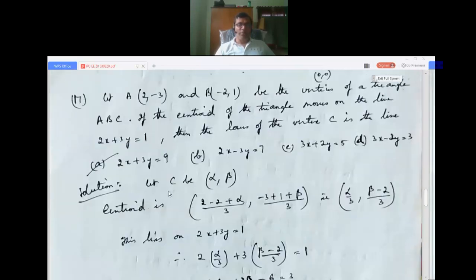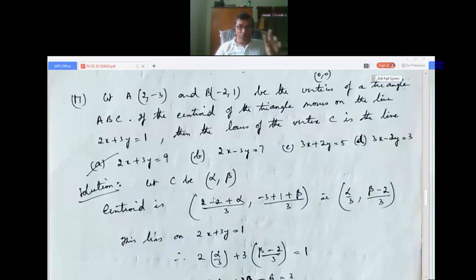If A(2, -3) and B(-2, 1) are the vertices of a triangle ABC, and the centroid of the triangle moves on the line 2x plus 3y equals 1, then the locus of the vertex C is the line. First option 2x plus 3y equals 9. Second option 2x minus 3y equals 7. Third option 3x plus 2y equals 5. Fourth option 3x minus 2y equals 3. For the third vertex of the triangle, I take C as (alpha, beta).